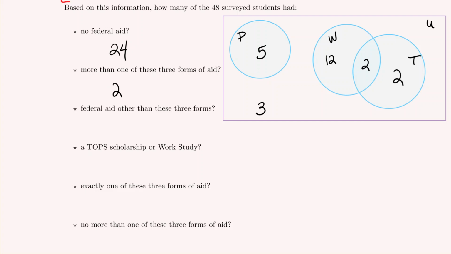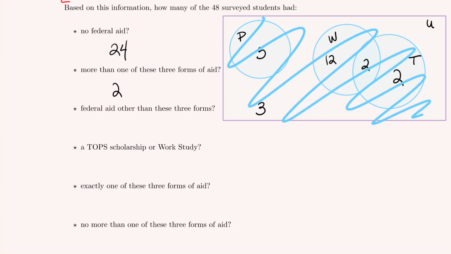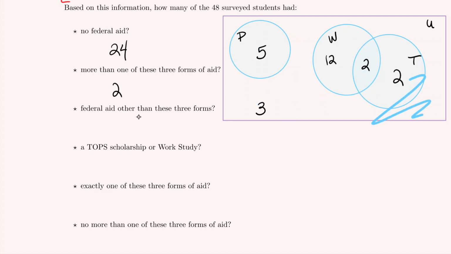How many students had federal aid? So they said yes to federal aid. They're in our universe of discourse. So they're somewhere in this rectangle. However, they did not have federal aid that was one of the 3 forms of Pell Grant, Work Study, TOPS. Think, who's represented by that description? These 3 students, because they're in our universe of discourse, which was the students with federal aid. However, they're outside of the Pell Grant, Work Study, or TOPS subset. So 3 had federal aid other than these 3 forms.